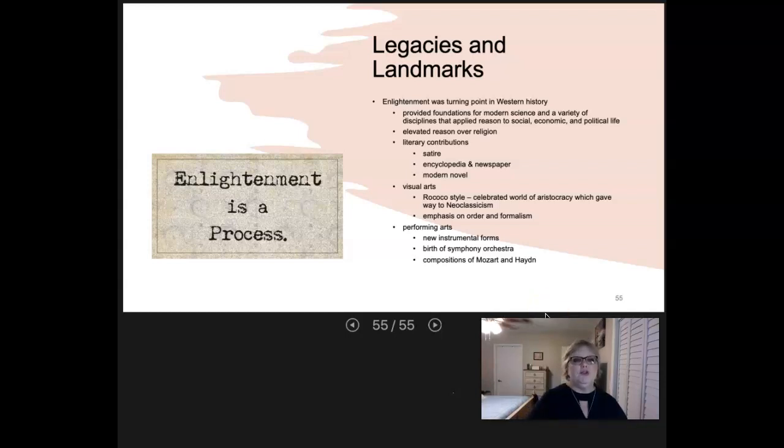There were literary contributions: the satire, the encyclopedia, the newspaper, the modern novel. In visual arts, we had the Rococo style that celebrated the world of the aristocracy, which, of course, gave way to neoclassicism. We also saw an emphasis on order and formalism. In performing arts, we saw new instrumental forms. We saw the birth of the symphony orchestra, the compositions of Mozart and Haydn. So, even though we think of the Enlightenment sometimes as being that scientific and thinking time, it was also a big creative time. And in so many ways, people were thinking about what they were creating. So that's why we get so many interesting innovations in art forms as well.